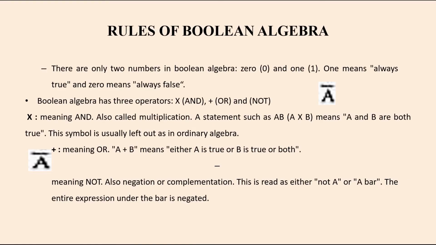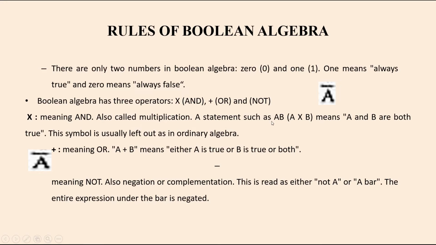Now what are the rules of Boolean algebra? In Boolean algebra, normally we use only two numbers, that is either 0 or 1. 0 represents always false, whereas 1 represents always true. It is also implemented by using three operators: and, or, not. And can be represented as the cross mark, that is product, or can be represented as plus, and not. So cross mark means the AND.